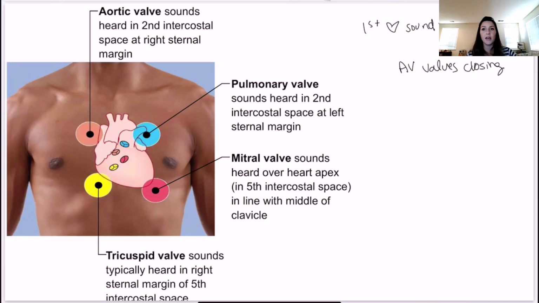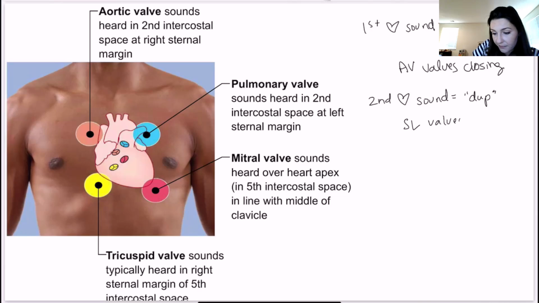And then the second sound, it's usually a little bit quieter, and that's when the semilunar valves close. That's the dub part. That's the semilunar valves. But of course, there's two AV valves and two semilunar valves. So if we were to really break it apart, we could hear four heart sounds distinctly.